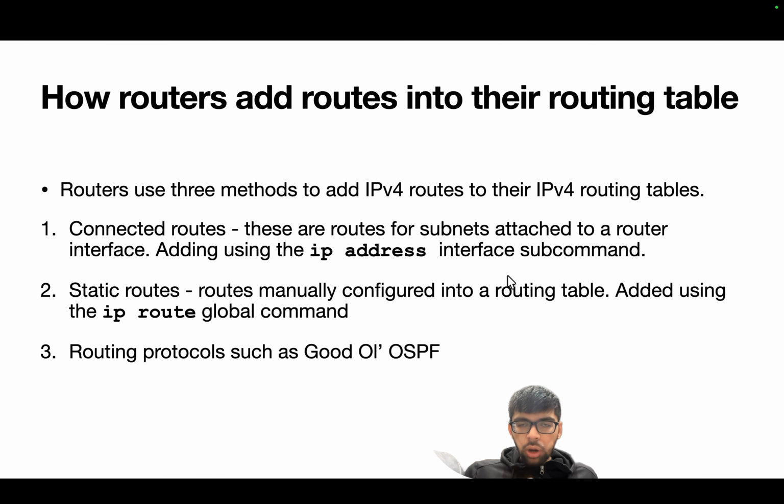Now let's look into how routers are actually adding their routes into IP routing tables. There are three methods that we need to know about. Connected routes, which are routes for subnets that attach to the router interface, and we add them using the IP address interface subcommand. Static routes are the routes that are manually configured into a routing table, and they are added using the IP route global command. And then finally, routing protocols. So we've got connected routes, static routes, and routing protocols.